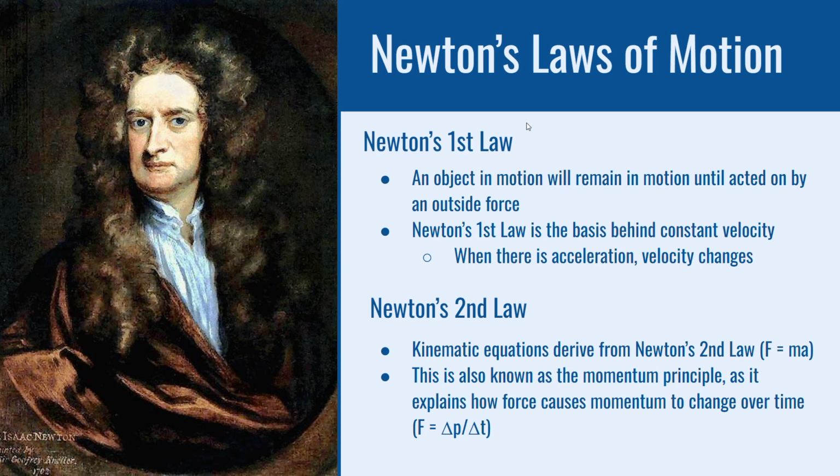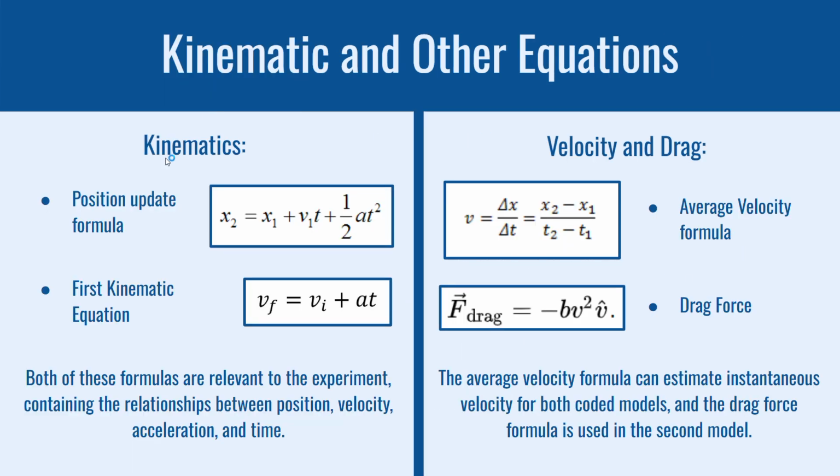Behind this, we have a lot of physics at work. Newton's first and second law are very important. They are the basis for all of the formulas that we use. So we have kinematics here. Obviously, when we're throwing an object, there has to be kinematics at work. Position update and the first kinematic equation are very important for this. And then the average velocity formula allows us to estimate initial velocity in our coded model. And then drag force, we're just throwing drag force in here as well because that was used to make it more accurate.